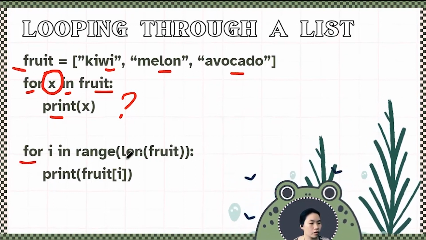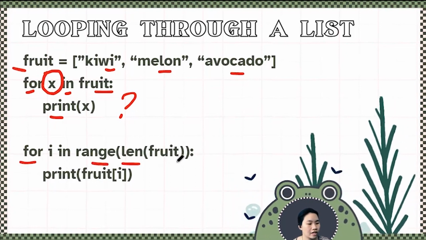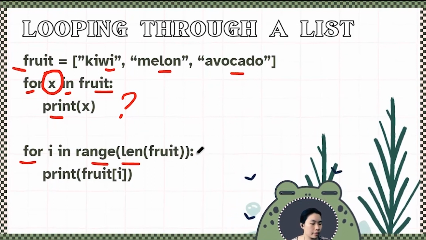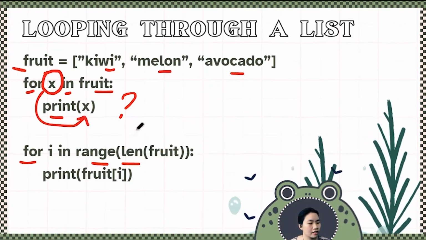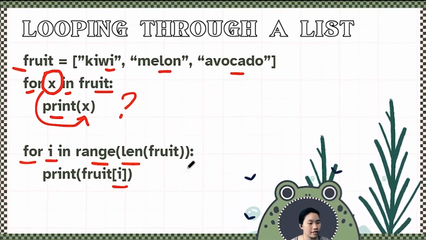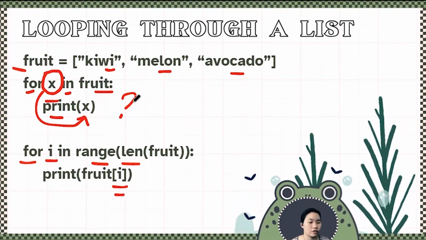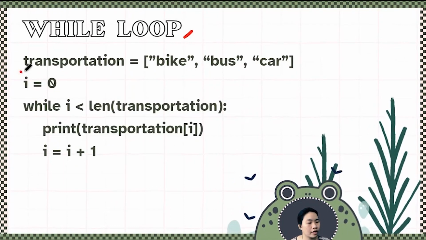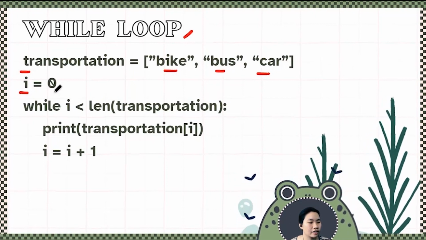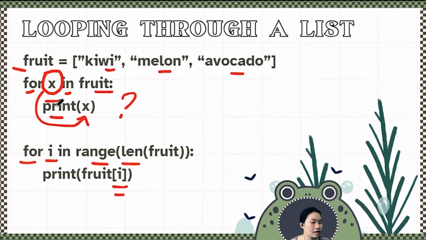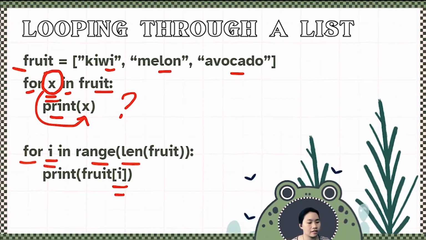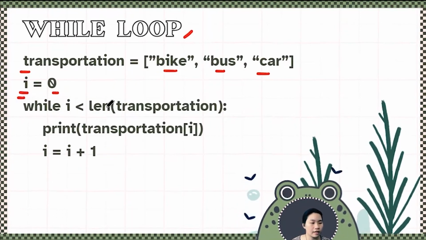Down here we have another for loop, but this time we're using the method range and length. This is an alternative to printing lists with a loop, and as we've put X down here, we do the same with I down here. Now I want to reiterate, it doesn't have to be I, it doesn't have to be X, it could just be anything else. Next is the while loop. I have a list with bike, bus, and car. Now we're setting I to 0. It's the same with X and I over here. It serves the same purpose, it's the same thing. Once again, it doesn't have to have this name.